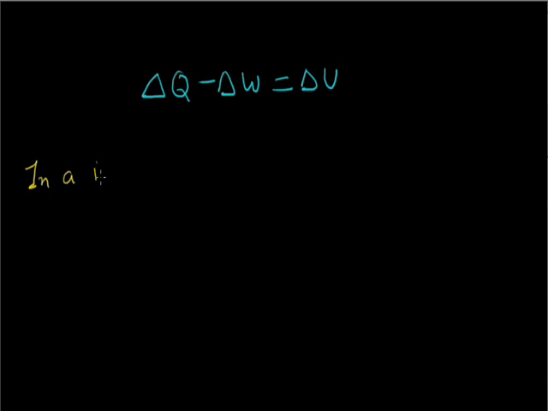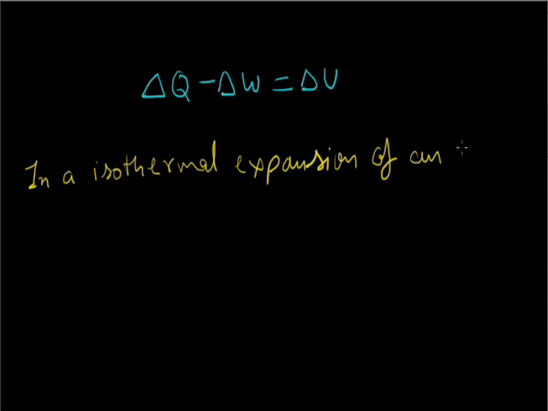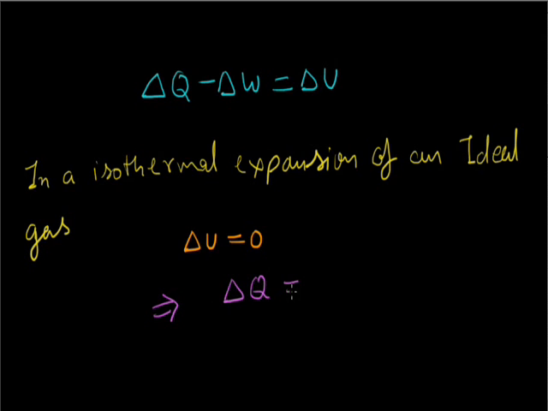In an isothermal expansion of an ideal gas, the delta U will be 0. So delta Q, the heat supplied to the system, would be equal to the work done by the system on the surroundings. This is a particular case.